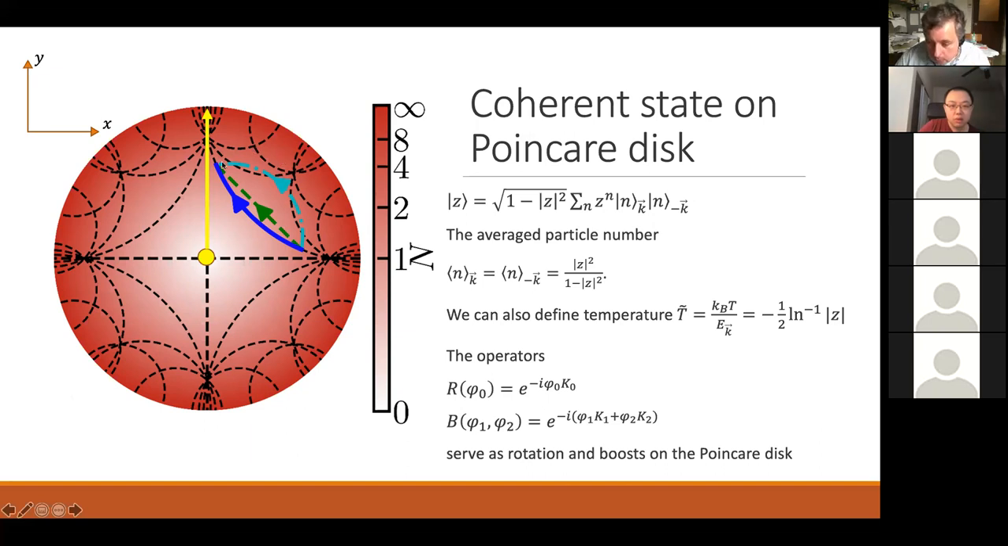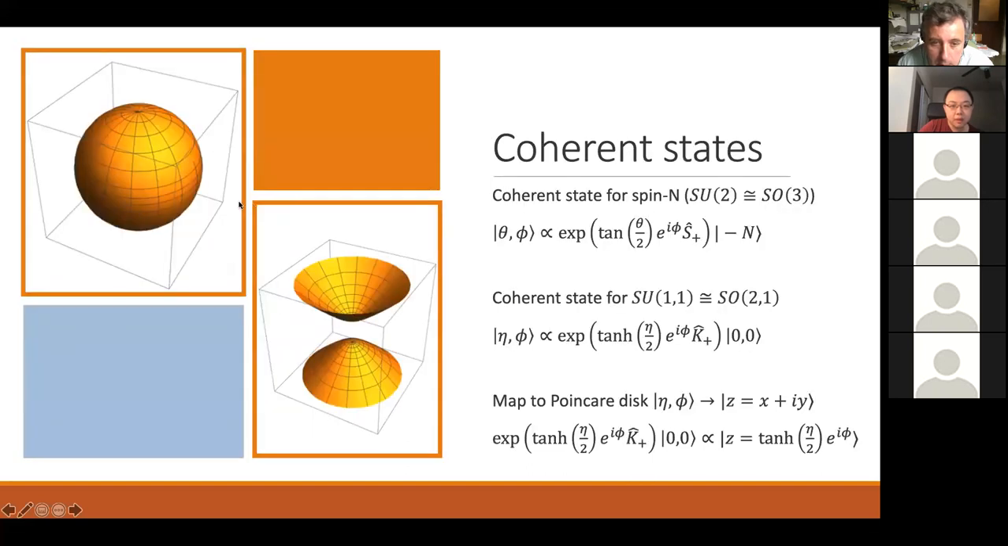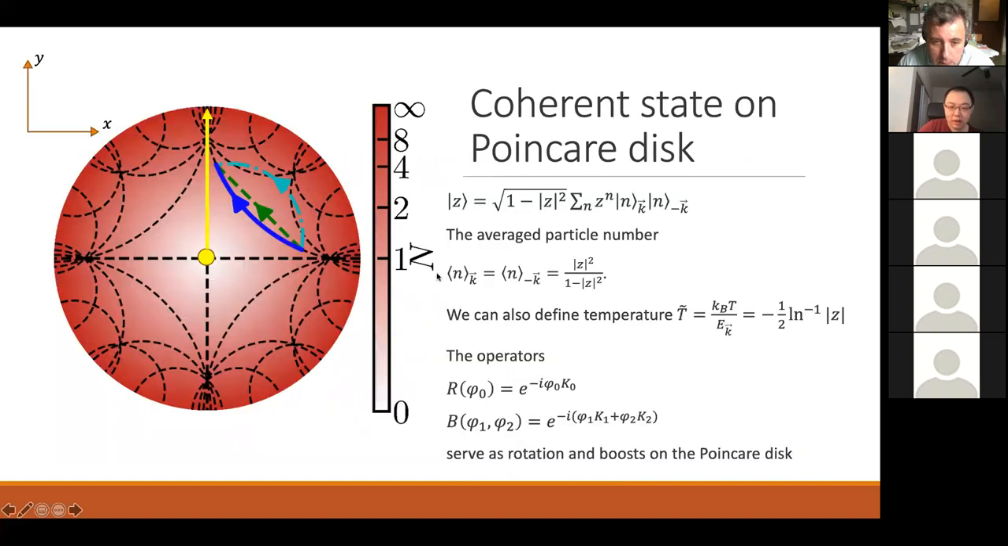So this is nothing but the analog of how we defined the expectation values of Lx, Ly and Lz on the Bloch sphere by cosine theta, sine phi, etc. We can also have the rotation operator and the boost operator acting on this coherent state and serve as a rotation and a boost on this Poincaré disk.